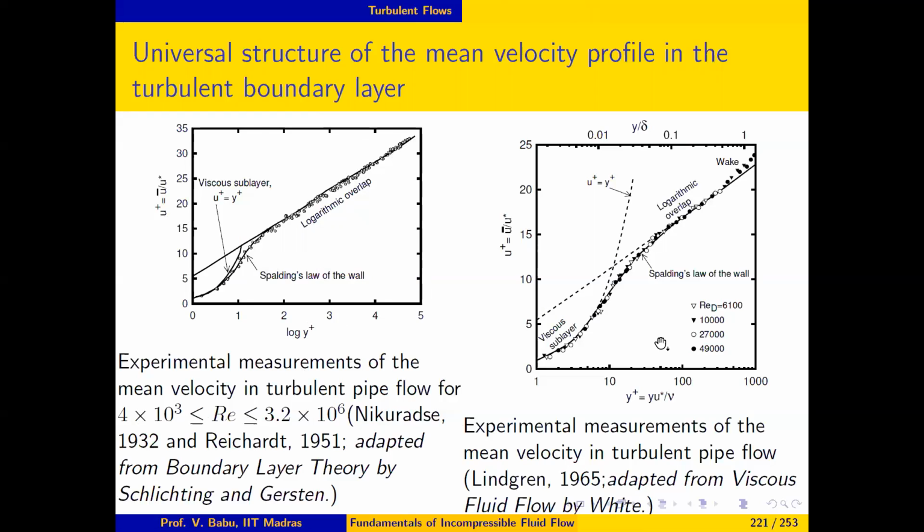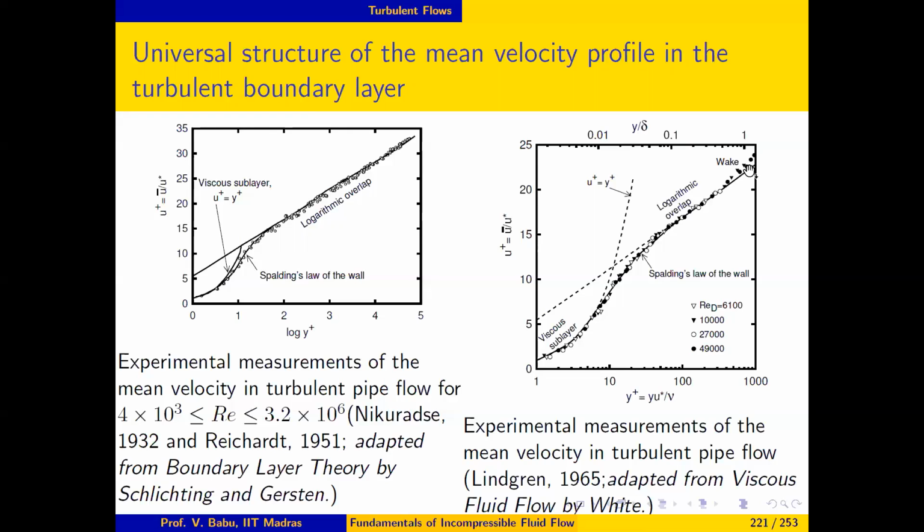And experimental data by Lindgren, which was taken later, shows that the logarithmic overlap layer extends to about 800 or so. And then beyond that, we have the outer layer or the so-called wake region, where once again, the flow shows a certain universal structure. Looking at these two data sets, we can see how small the departure of the wake region from the logarithmic profile actually is.